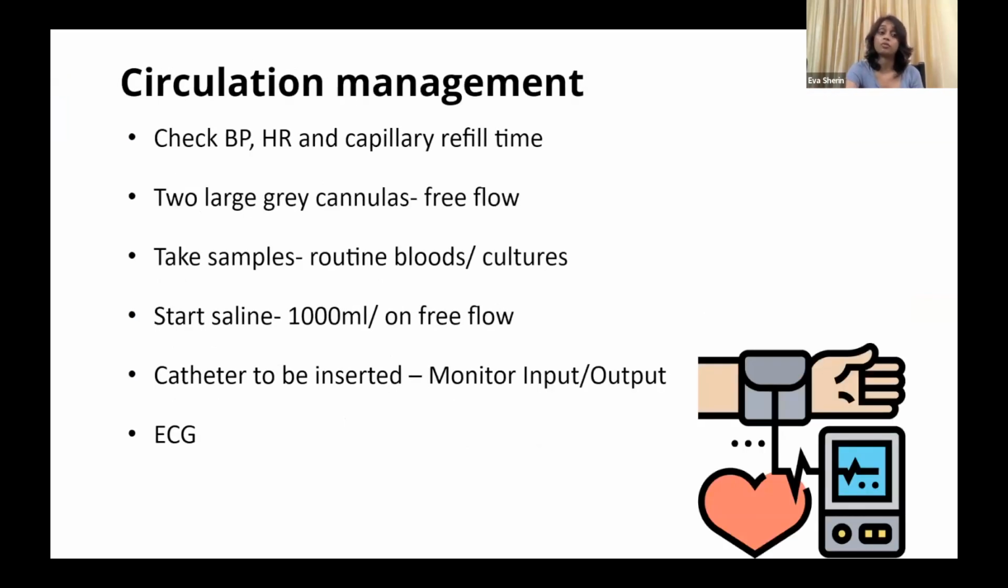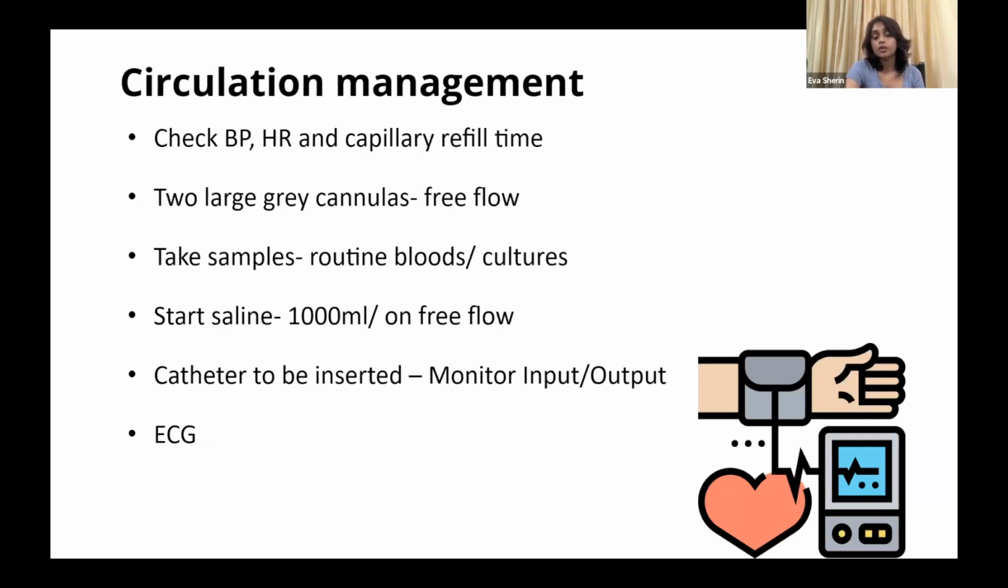Circulation management: yes, check the blood pressure, heart rate, and capillary refill time. If you know that the blood pressure is dropping, or if it's even slightly low, this is for an ED patient, start two large grey cannulas. Or if you see that there's a blood pressure compromise, start free-flow saline. And it's okay to start saline at this point, because if you start Hartmann's or something and there is already an existing high potassium level, then you're putting your patient at harm. So might as well start saline, and then you can change it later into whichever crystalloids or colloids you prefer. So I always prefer to start saline on the first go and then decide which one I want.